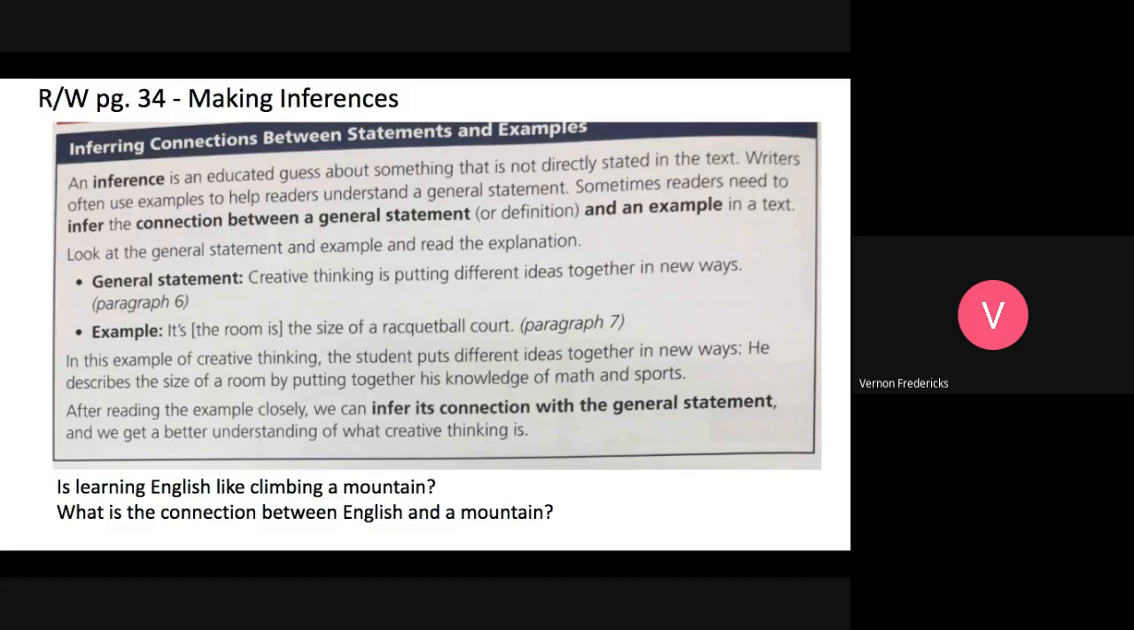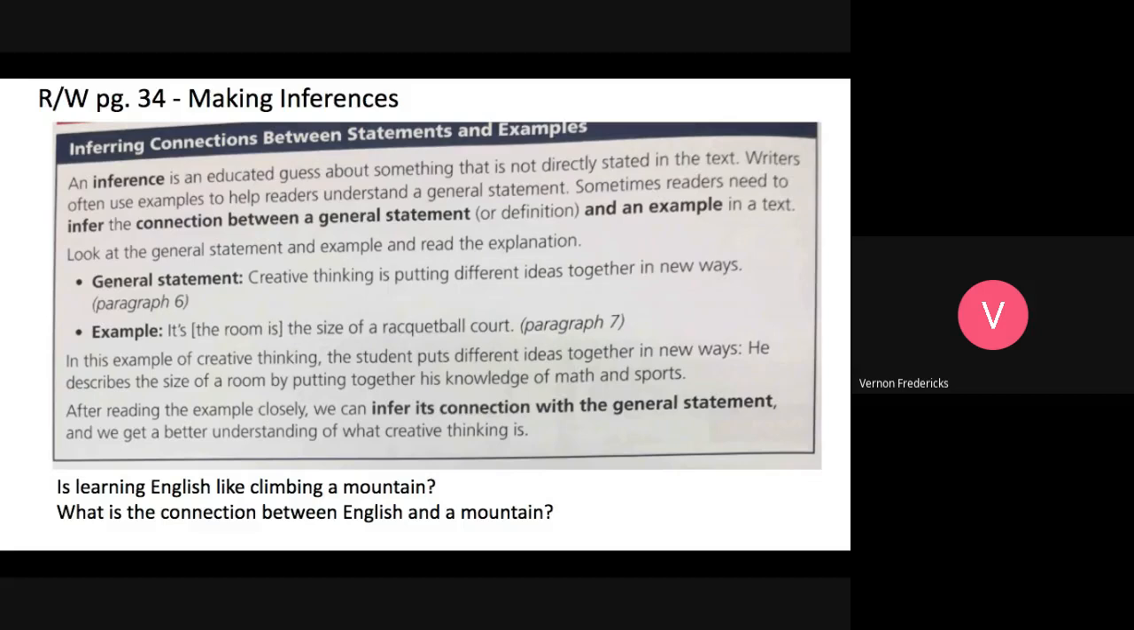The question is, is learning English like climbing a mountain? If we're going to climb a mountain, is it easy or is it difficult? Maybe for some of you it is easy, for some of you maybe difficult. If it is difficult for you, it feels like you're going up the mountain. And when you go up the mountain, maybe you feel like you are going to lose your breath or your oxygen, and you have to keep on fighting and fighting until you get up the mountain.